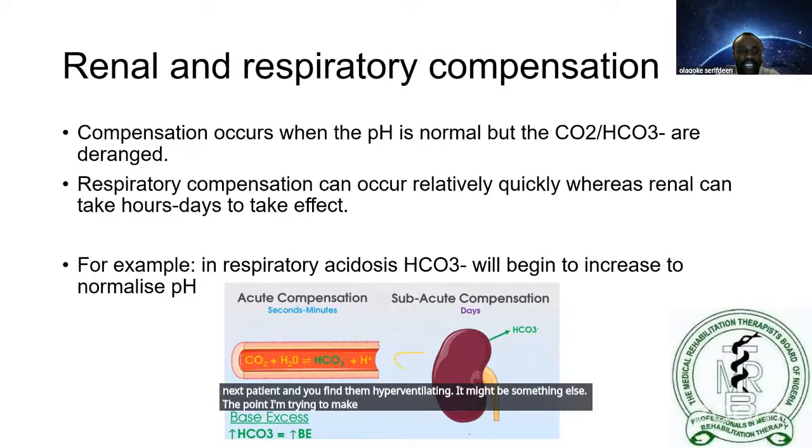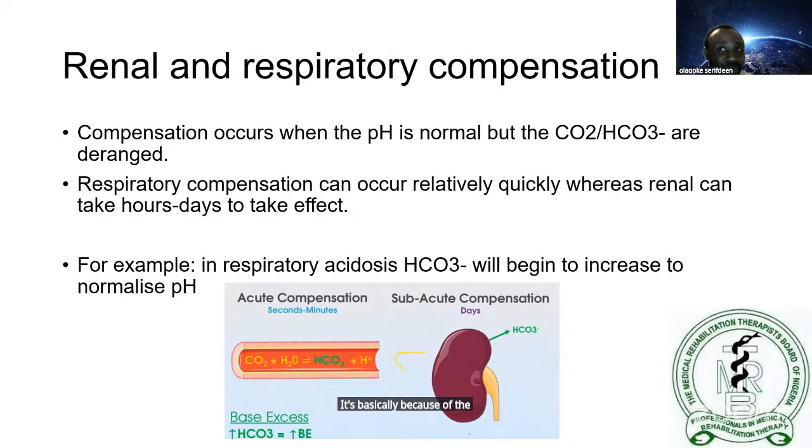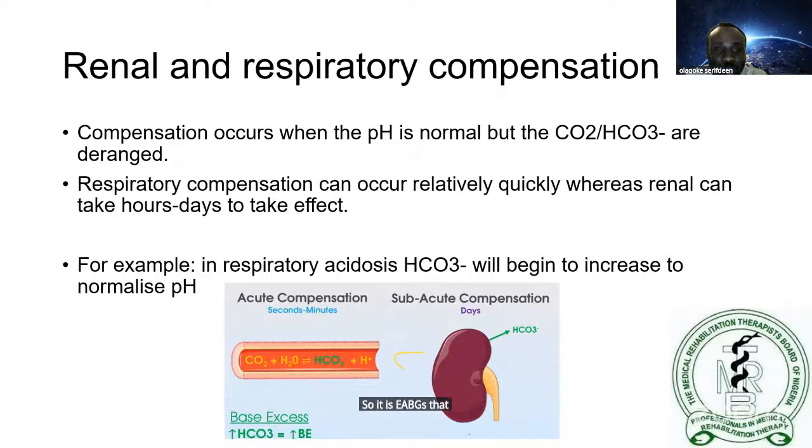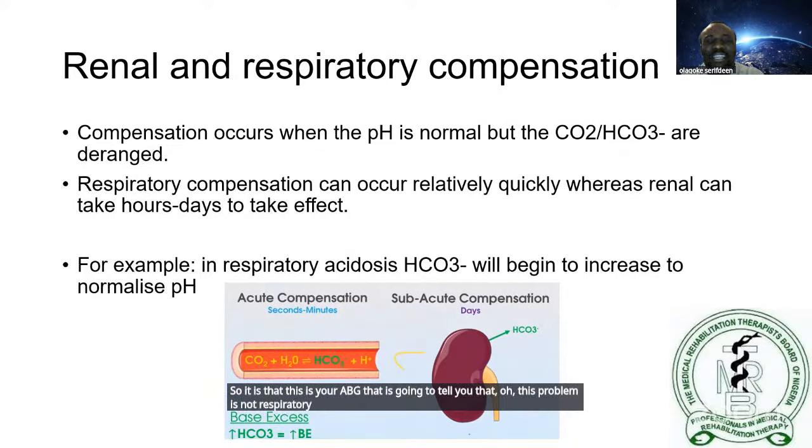Don't forget what I just explained now, somebody was hyperventilating because of what? It's basically because of the hydrogen ions, because of the infection they have. It's not even anything respiratory this time around. It is your ABG that is going to tell you that this problem is not respiratory, then the problem is metabolic. The fact that they are hyperventilating does not mean the problem must be respiratory. That's what I'm trying to pass.